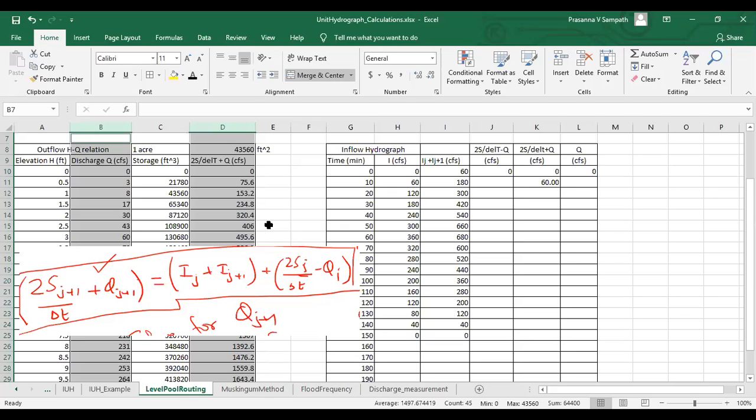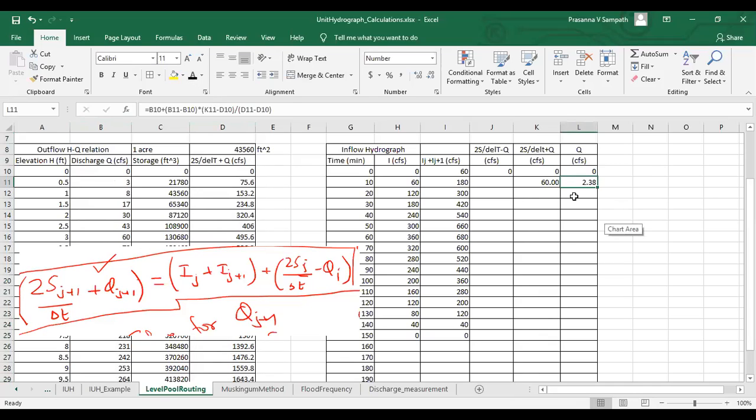So the point I'm making is very simple. I know now that this term, 2s by delta t plus q at time step j plus 1, is 60. I've computed that using the previous time step. Once I know it is 60, I simply come here and look at this table. When 2s by delta t plus q is 75.6, q will be 3 CFS. But here it's 60, so it must be a little less than 3 CFS. How much less? The best thing we can do is a linear interpolation. So that's what we've done over here.